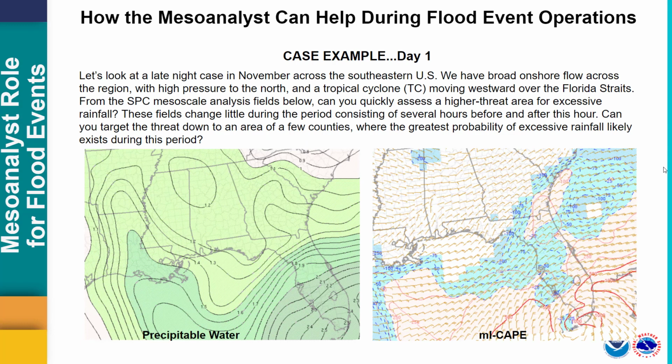Okay, let's start with day 1. This is a November day in the southeastern U.S. We're going to focus on the Florida Peninsula, and we're going to start late at night. We have a broad onshore flow pattern with high pressure to the north and a tropical cyclone moving westward over the Florida Straits.